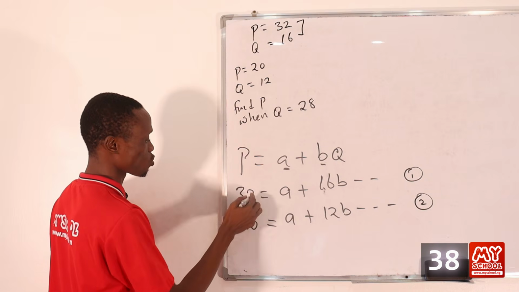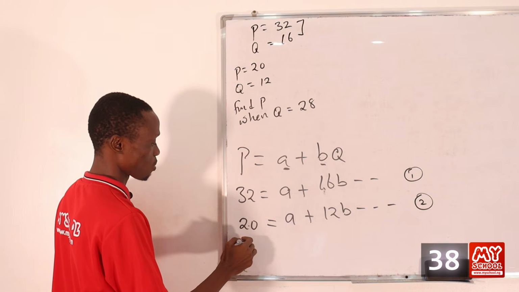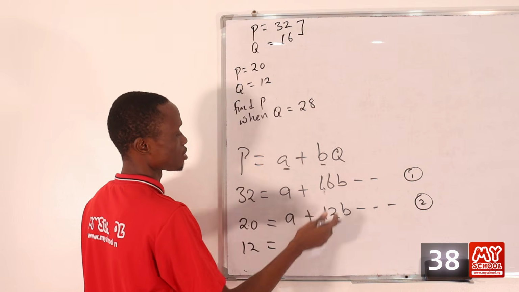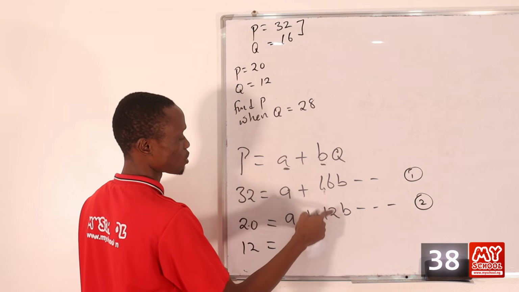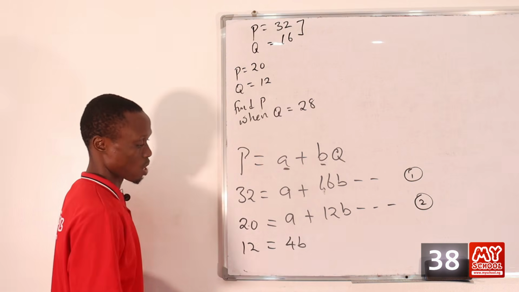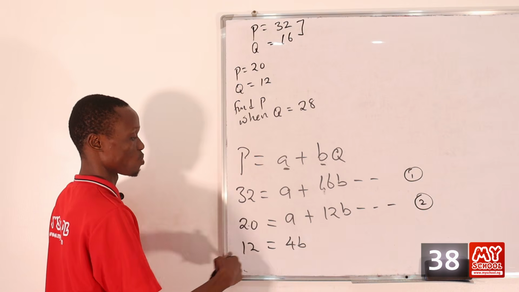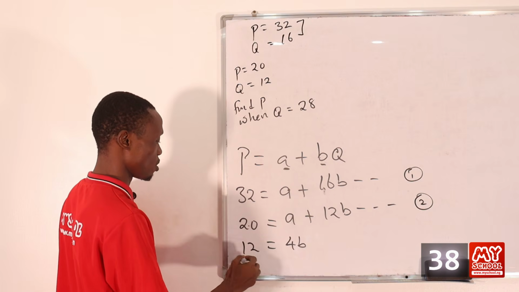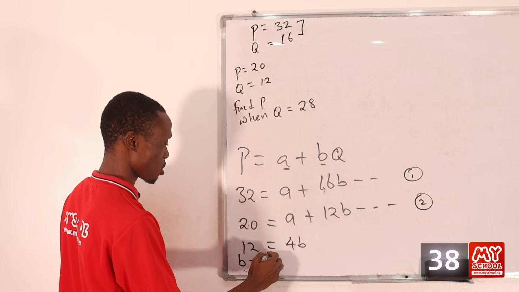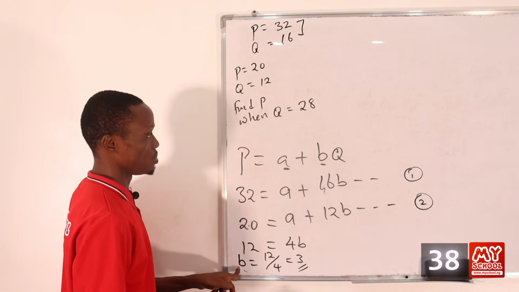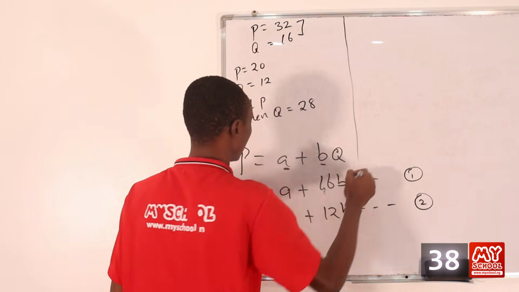32 minus 20 is 12. A minus A cancels out, and 16B minus 12B equals 4B. Since we are looking for B, we divide both sides by the coefficient of B, which is 4. So B is equal to 12 divided by 4, which is 3. So the value of B is 3.